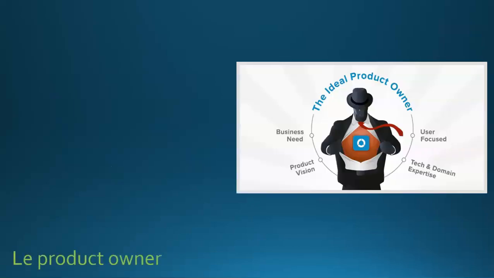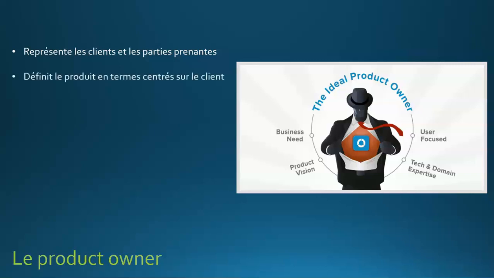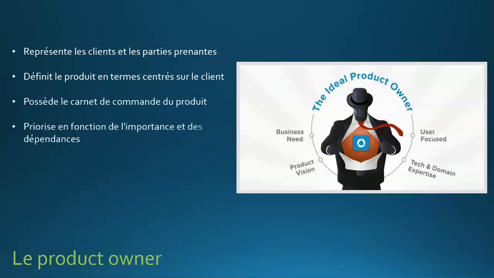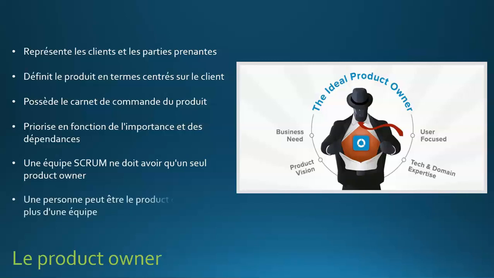We will move on to the role of the project owner, which is also a key role. I put several points. Represents customers and stakeholders, defines the project in customer-centric terms, owns the project backlog, prioritizes based on importance and dependencies. A Scrum team should only have one project owner. One person can be the project owner for more than one team.